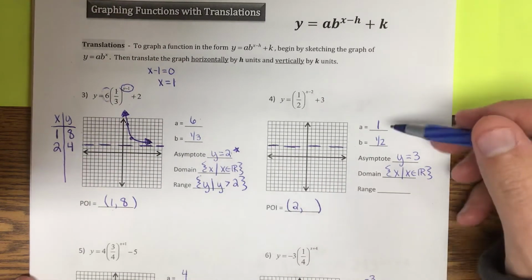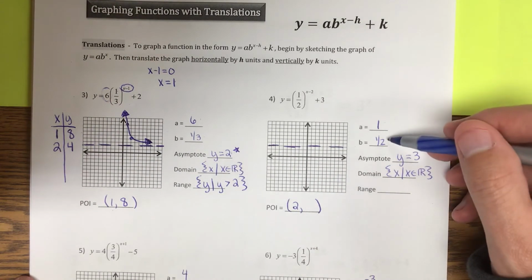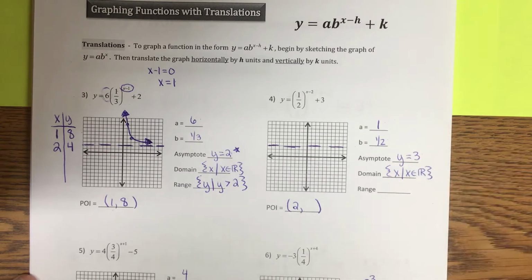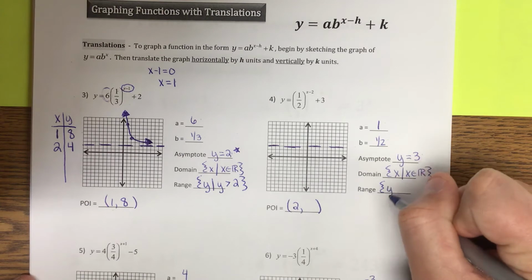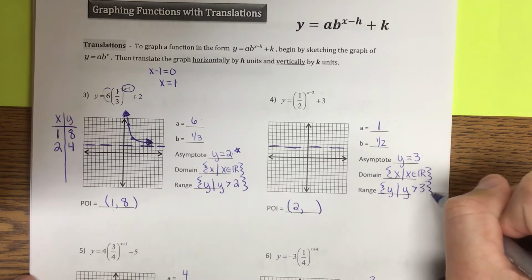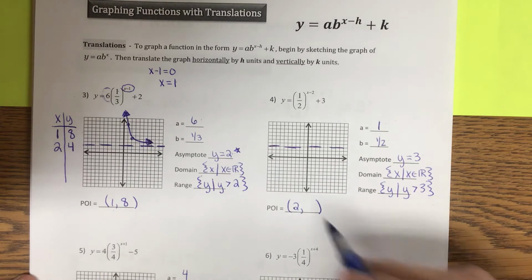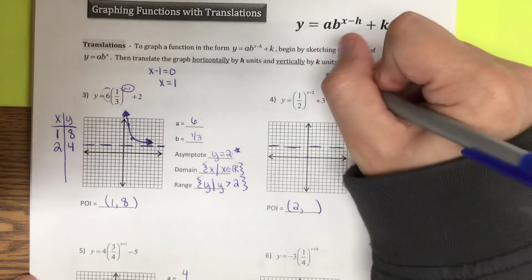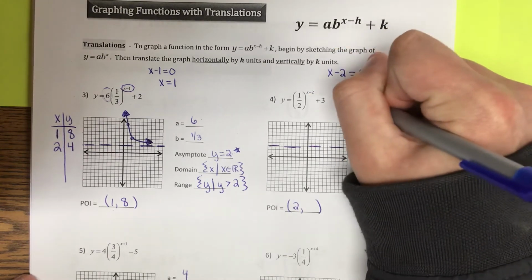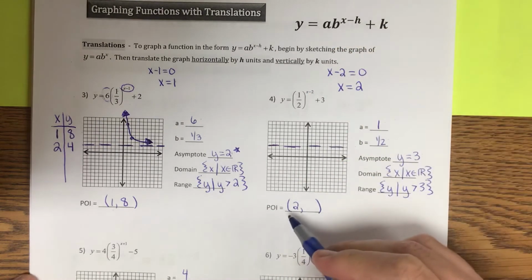For number 4, I have the a value is actually 1 here, the b value is 1/2, the y value is 3, domain is any real number, the range y such that y is going to be greater than 3 for this problem. And so my point of interest, you're going to take the power, set it equal to 0, solve for x. That's how I'm getting a 2 here.